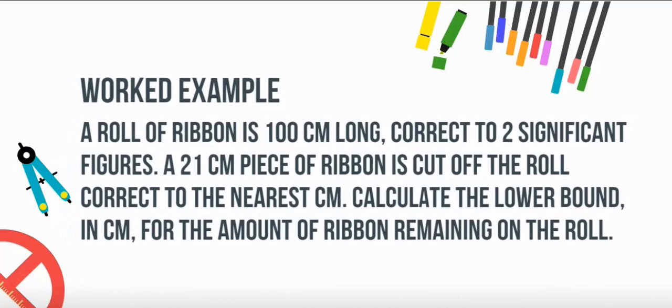Worked example. A roll of ribbon is 100 centimeters long, correct to two significant figures. A 21 centimeter piece of ribbon is cut off the roll, correct to the nearest centimeter. Calculate the lower bound in centimeters for the correct amount of ribbon remaining on the roll.